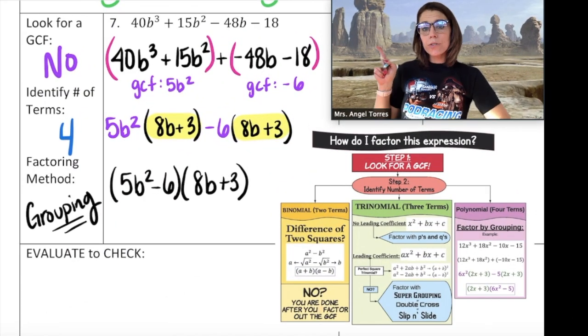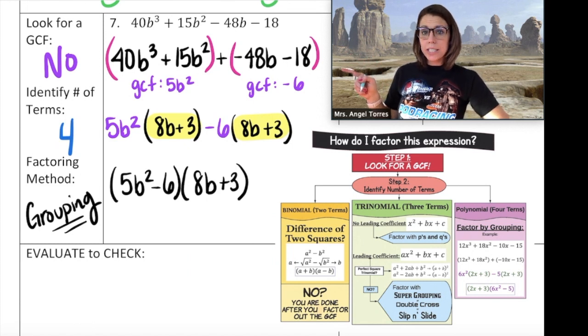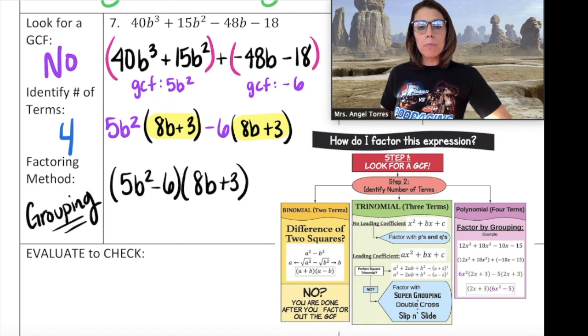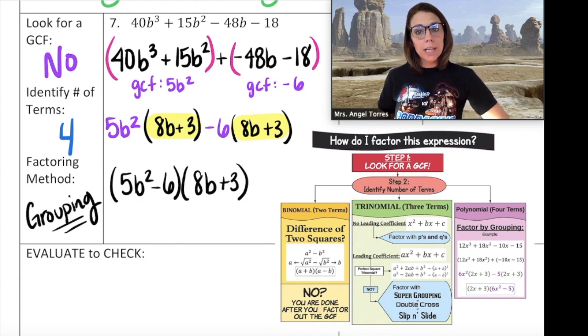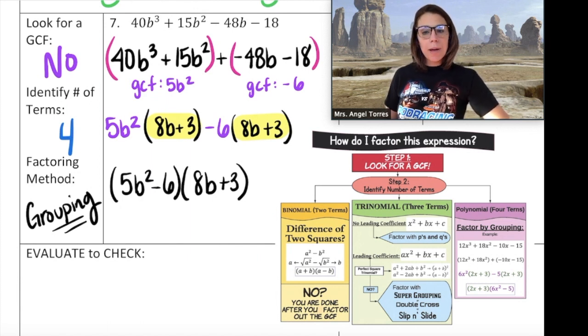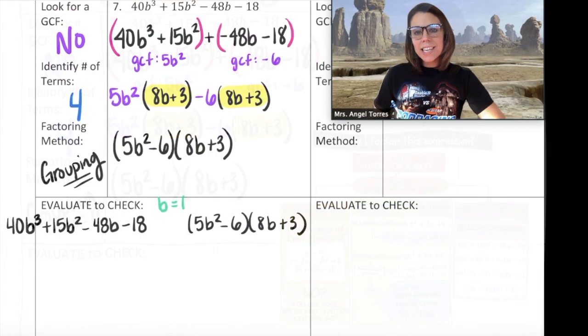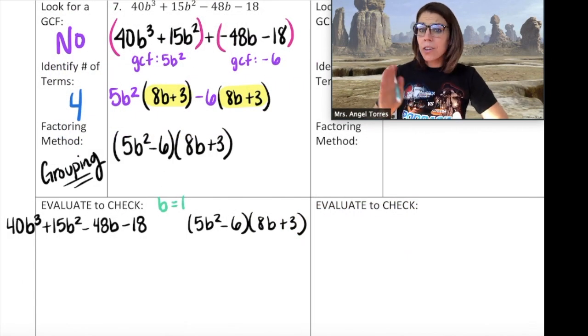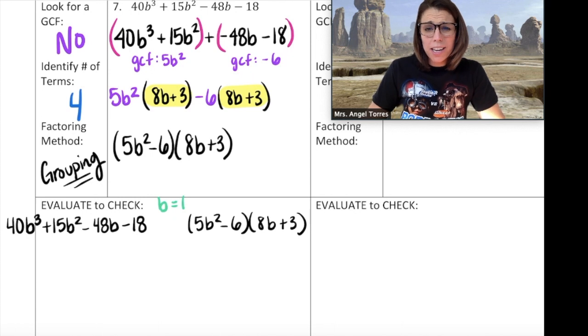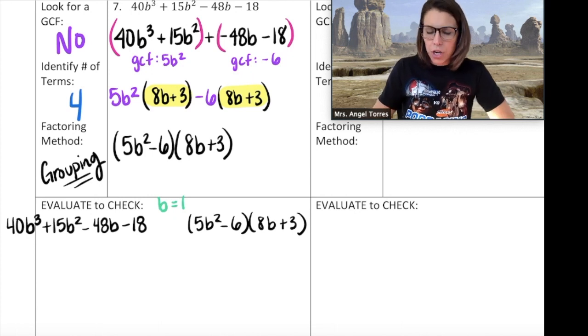All right, so after I put in my group, factored out my GCF, and got my common binomial, I ended up with 5b squared minus 6 times 8b plus 3. I'm going to go ahead and set up my evaluate to check. And as always, I like to plug in 1. You could actually plug in anything you wanted, but I feel like 1 is pretty simple.